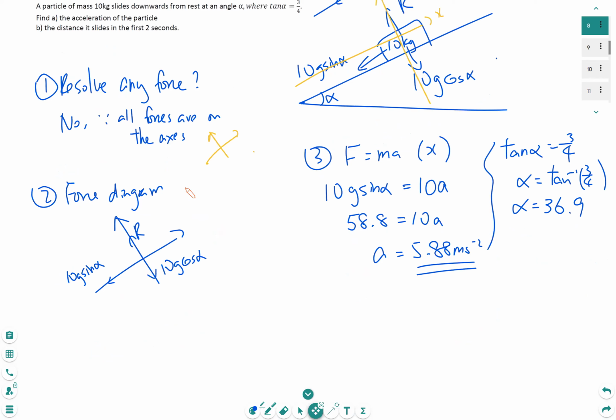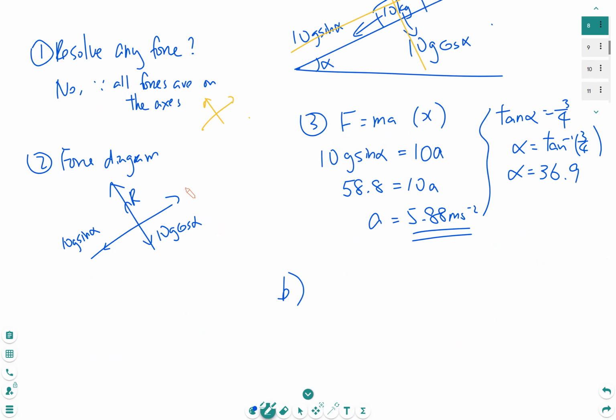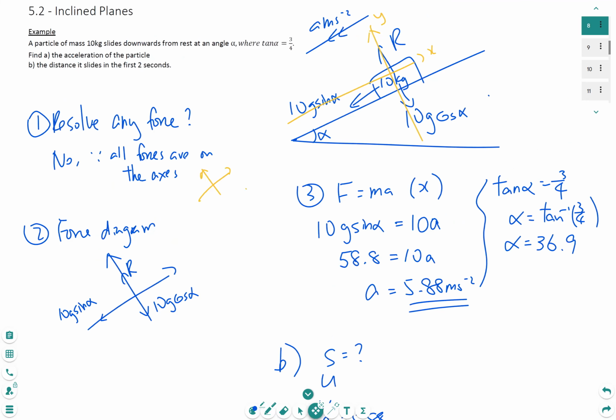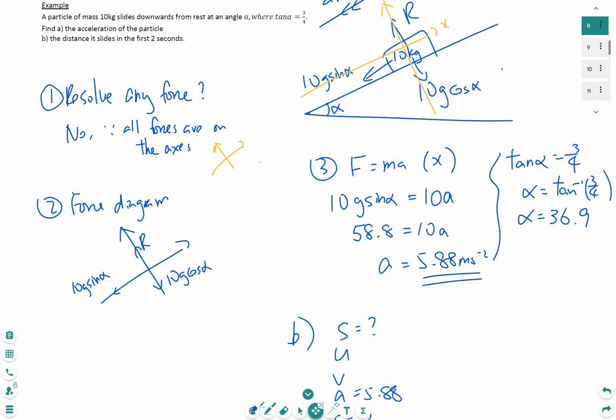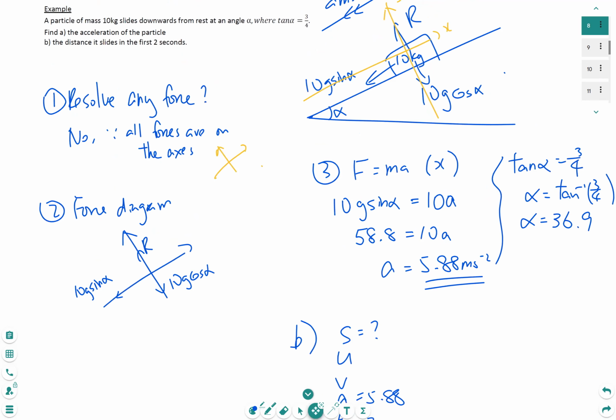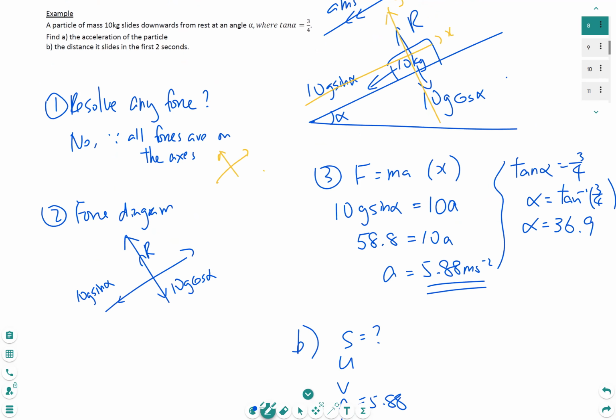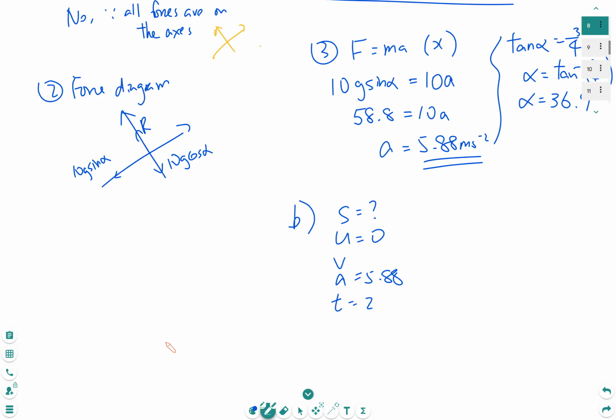What do you think? Distance after finding acceleration? It's a good friend, SUVAT. To find the distance, that's the same as working out S. We know acceleration is 5.88. In the first 2 seconds, so t is 2. So what do they want us to find? They want us to find distance. Okay, they told us it's sliding from rest. So slide from rest means u is 0.